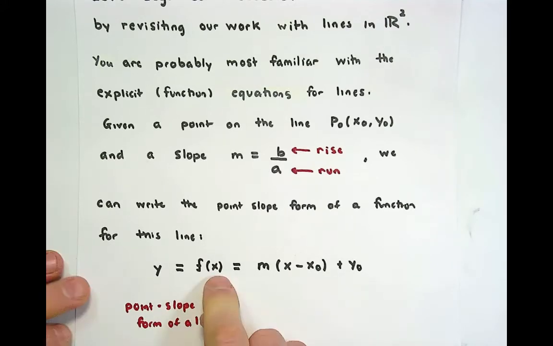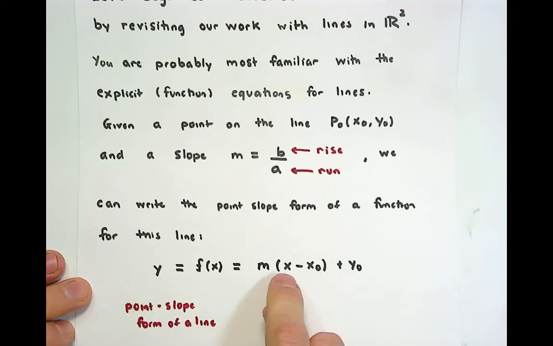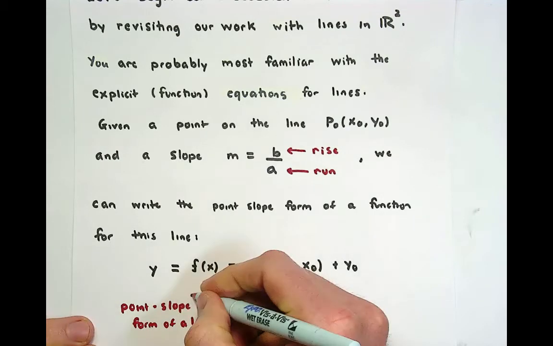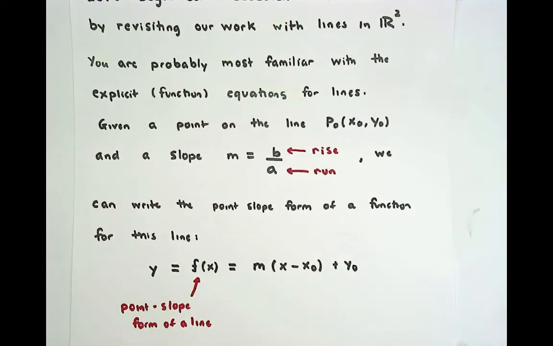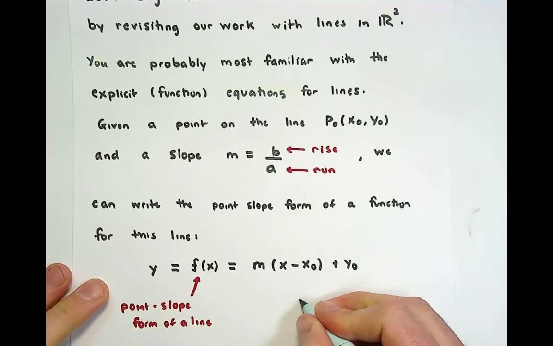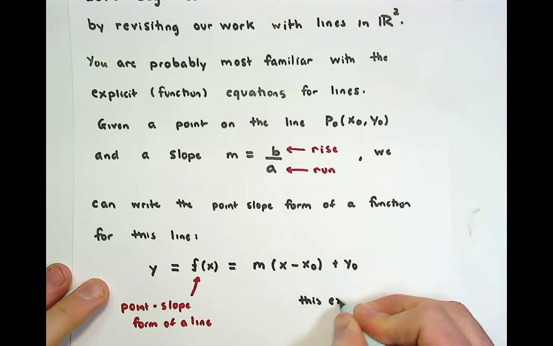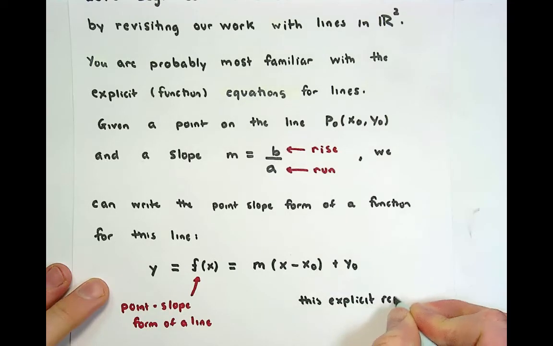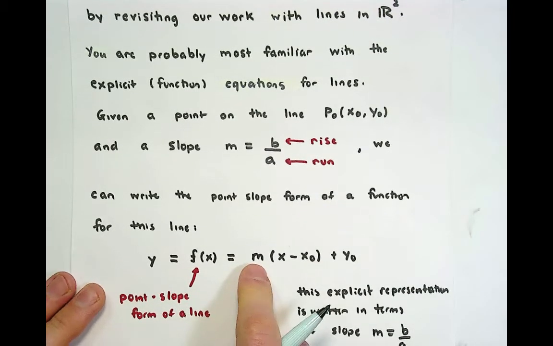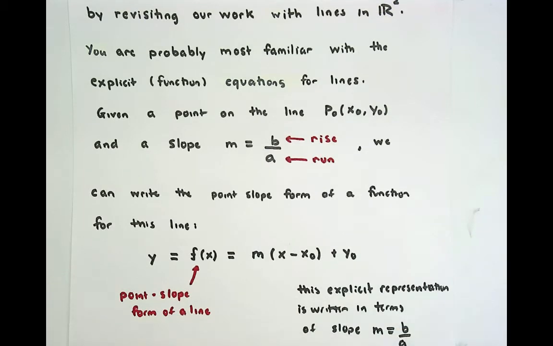It's explicit because the output y corresponds to input x, and y is isolated on the left-hand side. Notice that in this form of a line, we have explicitly encoded output in terms of input. This explicit representation depends on the slope. In other words, there is an explicit reference to the slope b over a.